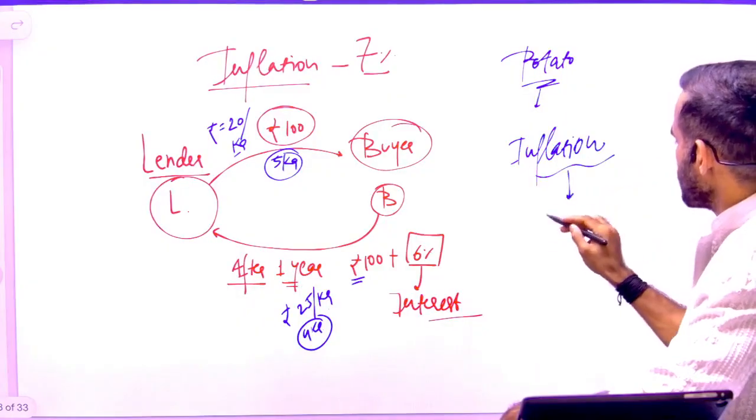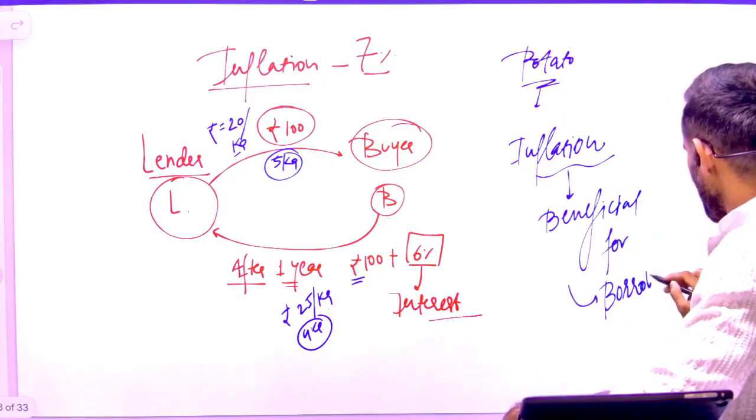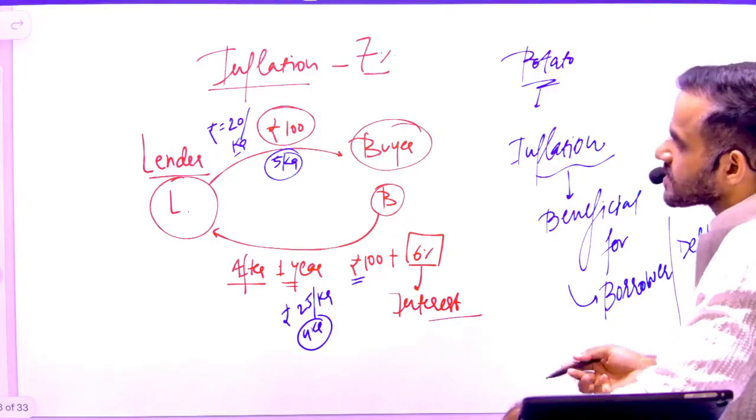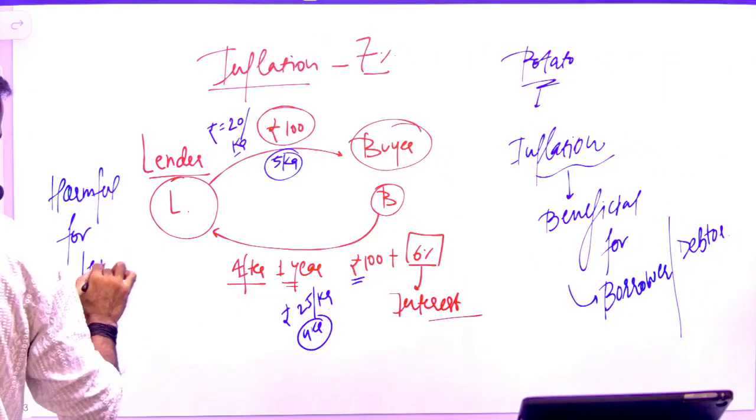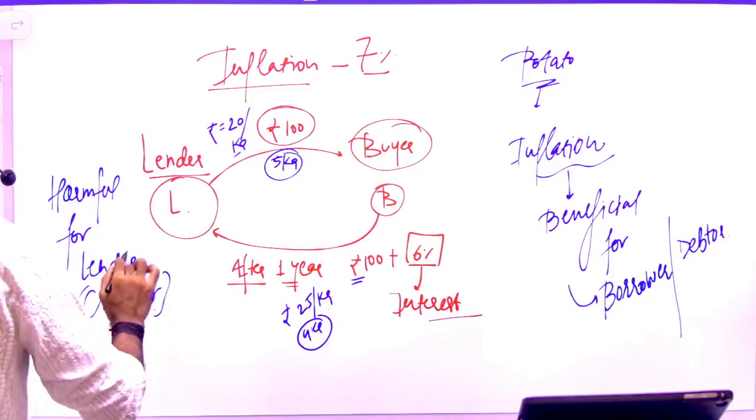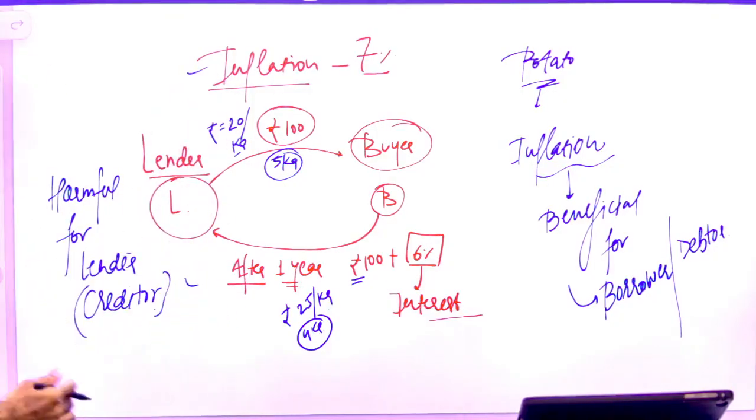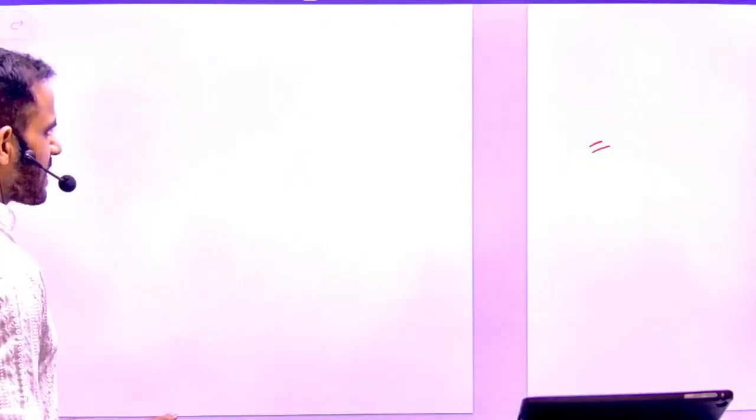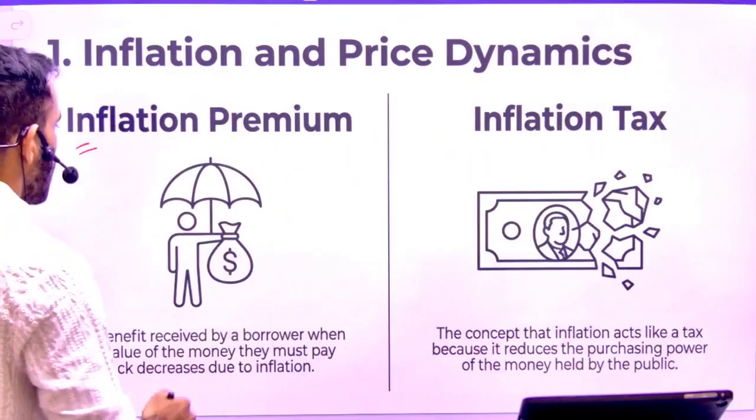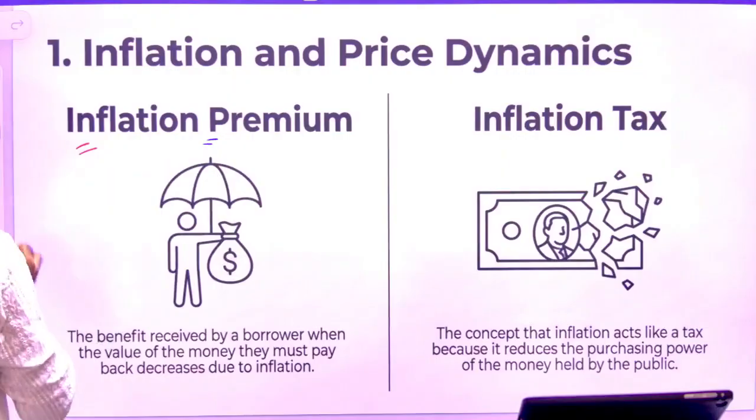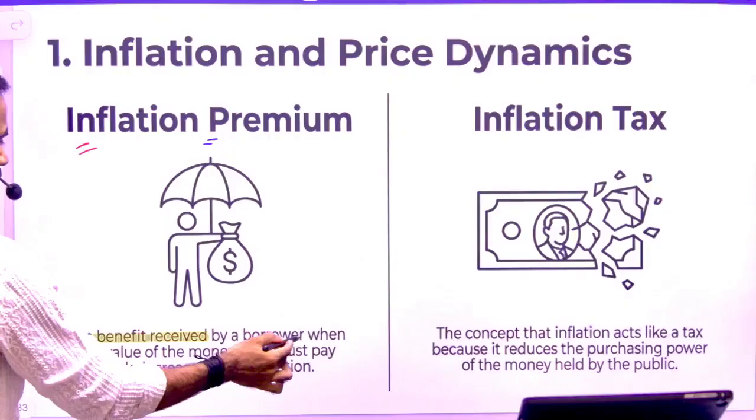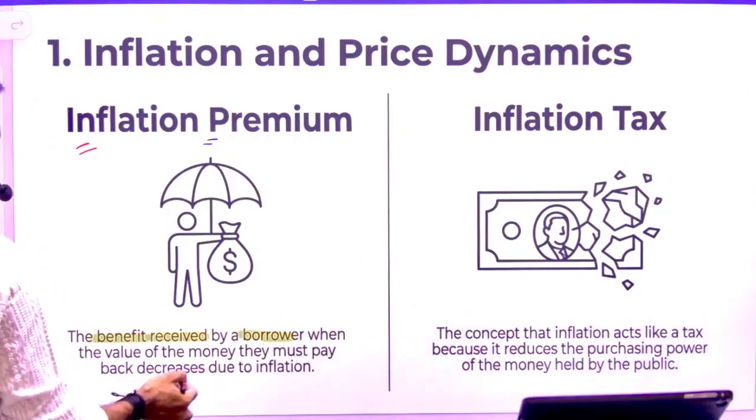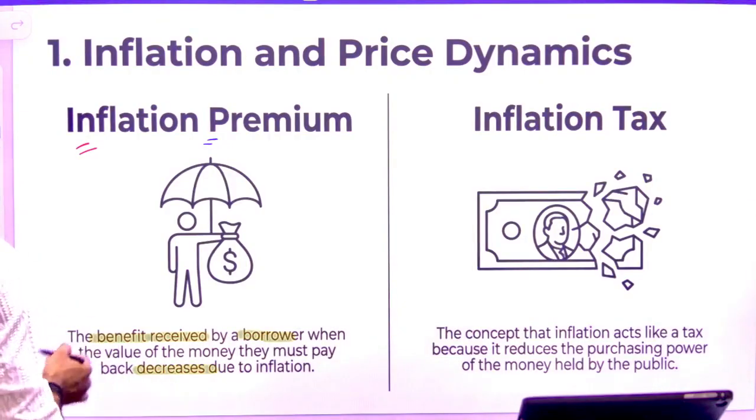Inflation is beneficial for the borrower, who is also known as the debtor, and it is harmful for the lender or creditor. Why is it harmful? Because we are assuming a scenario where the interest rate is lower than the inflation rate. This benefit which is there for the borrower is known as inflation premium. Now have a look at this definition. What is inflation premium? Inflation premium simply means the benefit received by the borrower when the value of the money they must pay back decreases due to inflation.